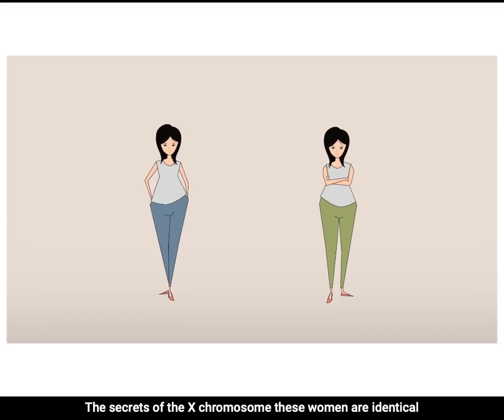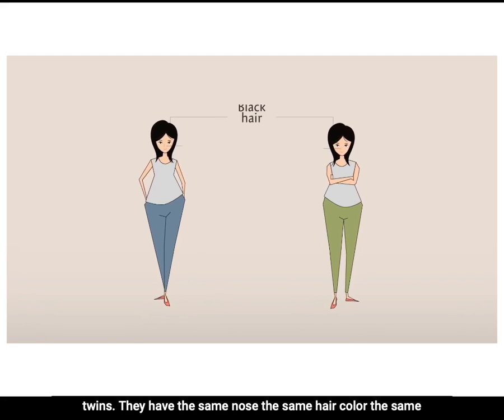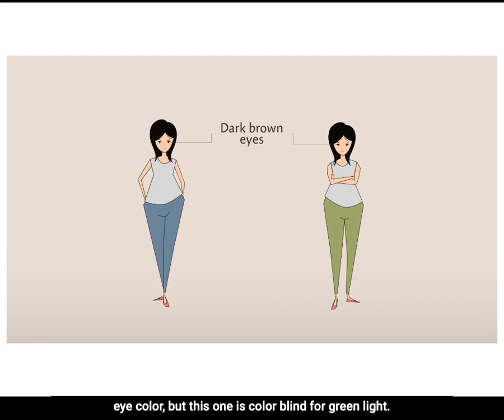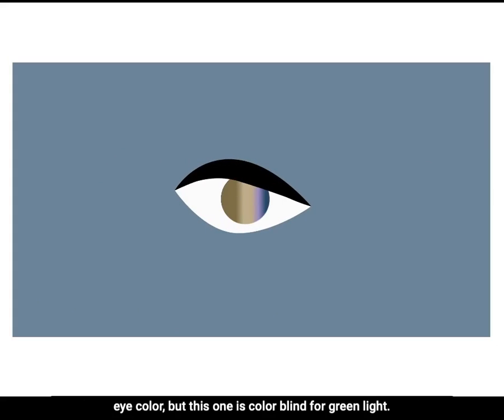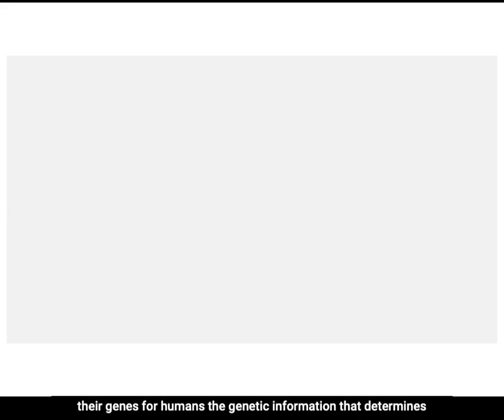These women are identical twins. They have the same nose, the same hair color, the same eye color. But this one is colorblind for green light, and this one isn't. How is that possible? The answer lies in their genes.